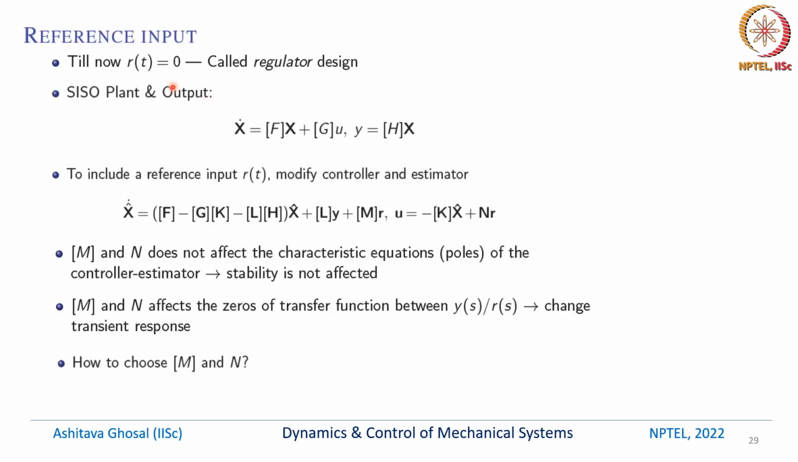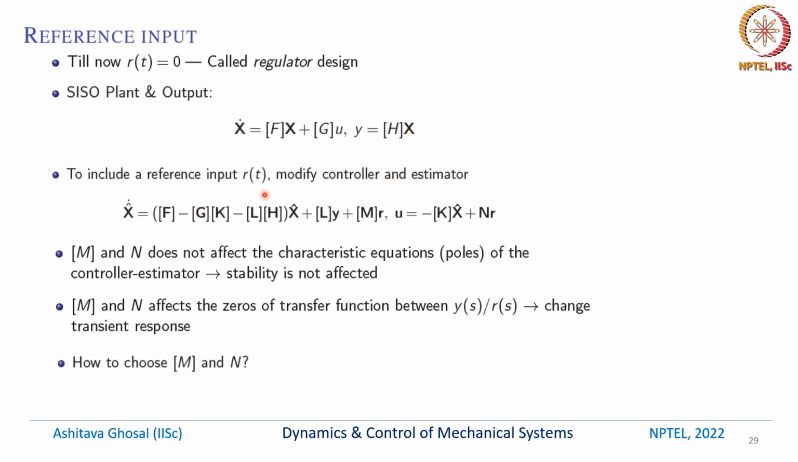Till now, we have not considered the reference input. Till now, r of t was 0. This in control theory is called a regulator problem. So we have designed a regulator with r of t equal to 0. So for a single input, single output plant, we have x dot is Fx plus Gu. We have seen this many times now, and y is Hx.